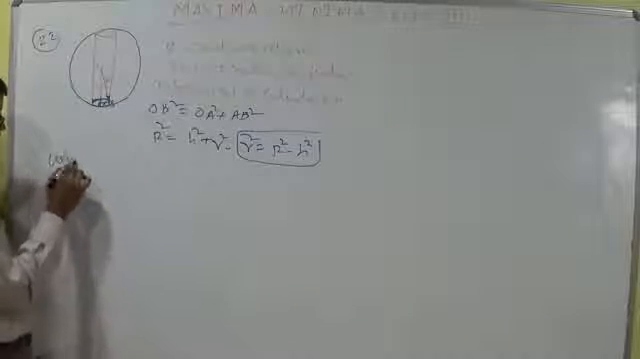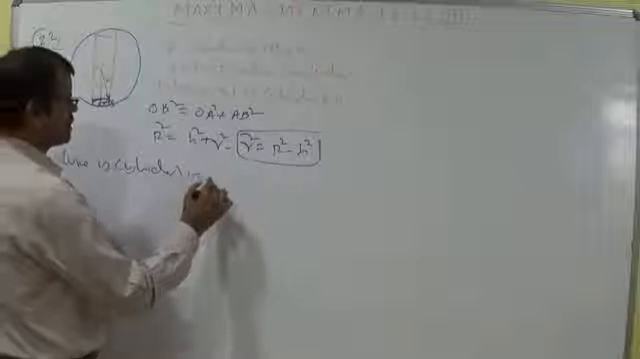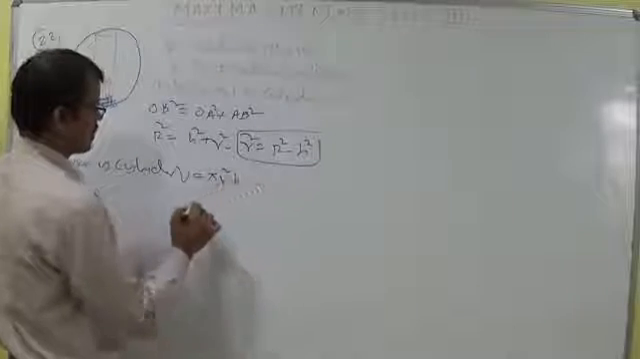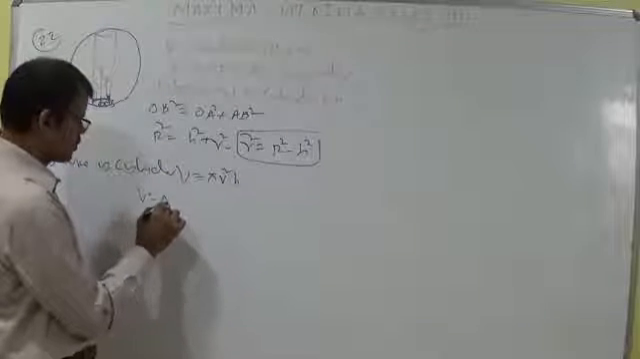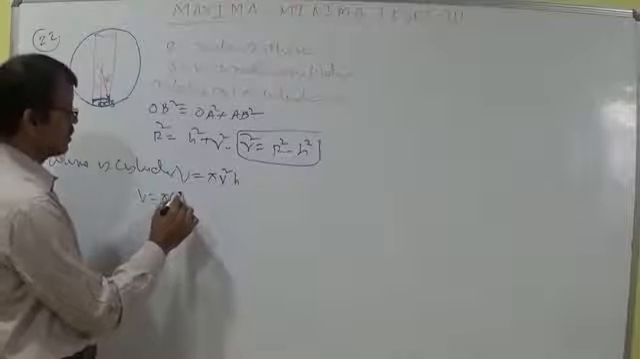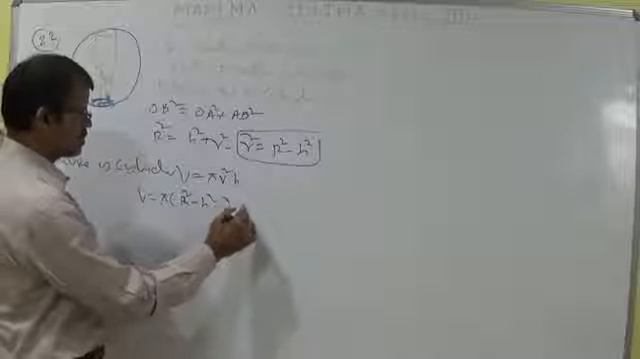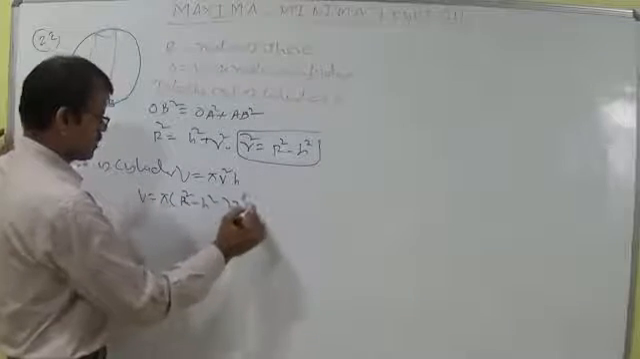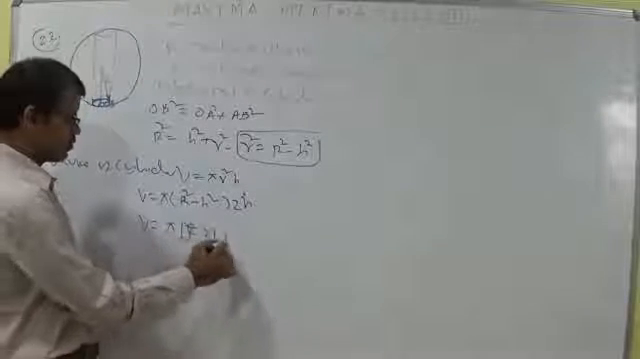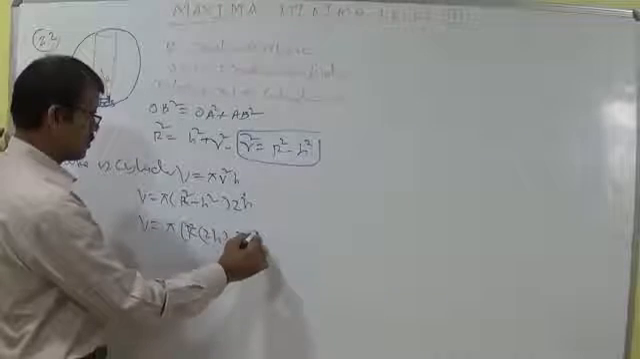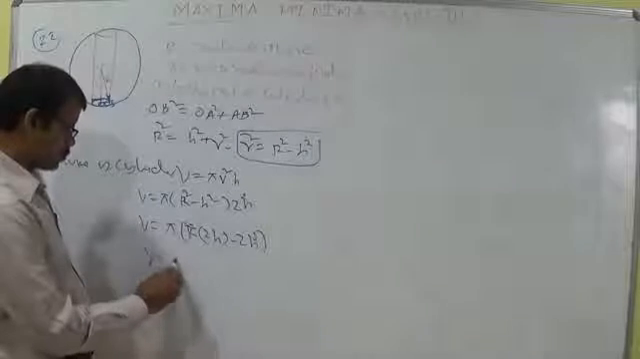Volume of the cylinder I am writing. Volume of a cylinder formula: V is equal to pi r square H, here H means total height 2h. So V is equal to pi into r square, which is capital R square minus h square, into 2h, the total height. Now you can write pi into R square into 2h minus 2h cube.